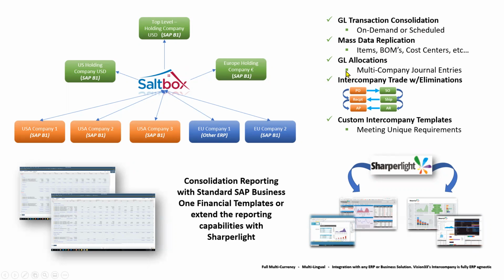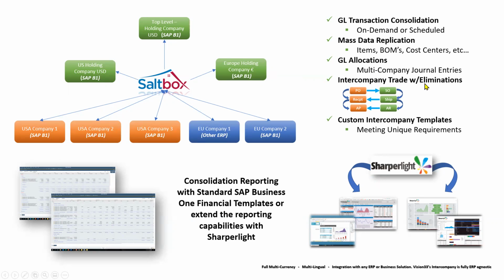And then GL allocation. This is a really neat one. This will allow me to be in any one of my companies and do a journal entry, and that journal entry can affect my other companies. I don't have to log in to the other companies to do the journal entry. I can create one journal entry in one database, and it can affect all of my companies or a select few. So you've got the GL allocations.